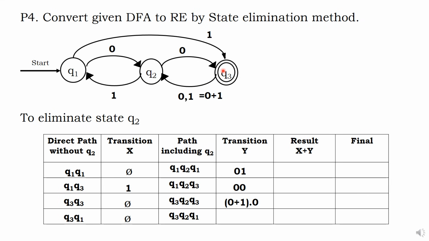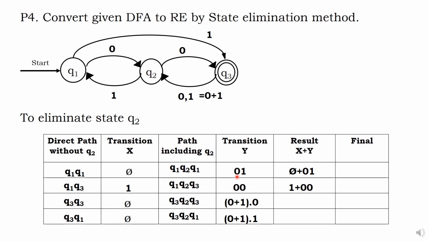Next, Q3, Q2, Q1. Follow the path. 0 plus 1 dot 1. I made it. So, very simple. Without Q2, all four possibilities. Insert Q2, all four possibilities. It's a transition. Just blindly add x plus y. Put a plus symbol, nothing else.